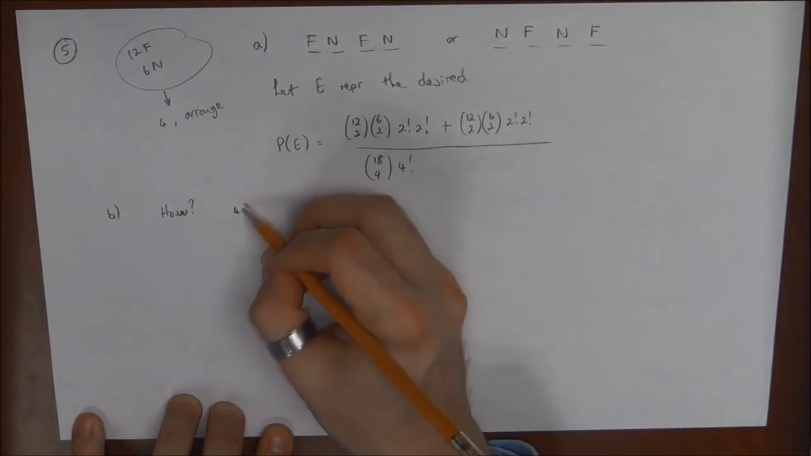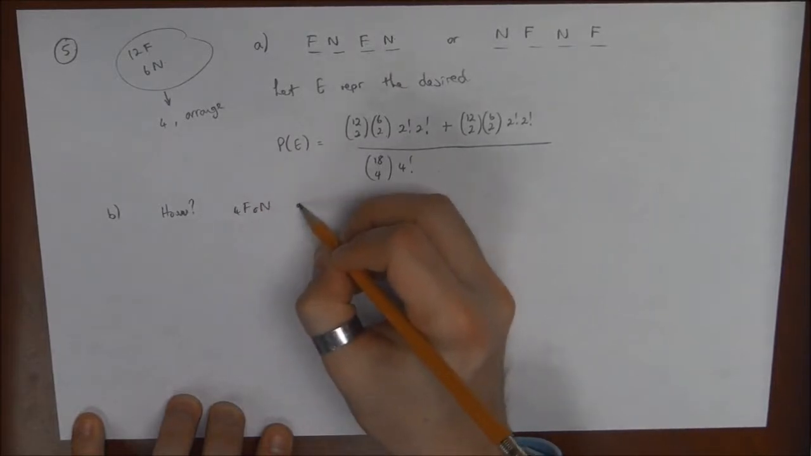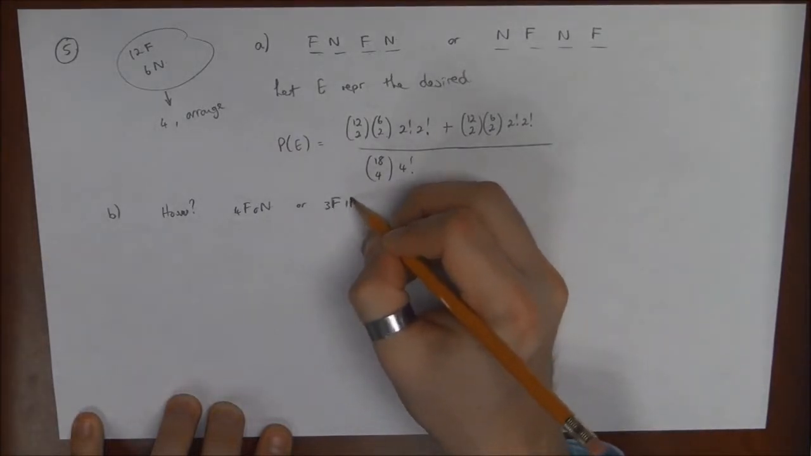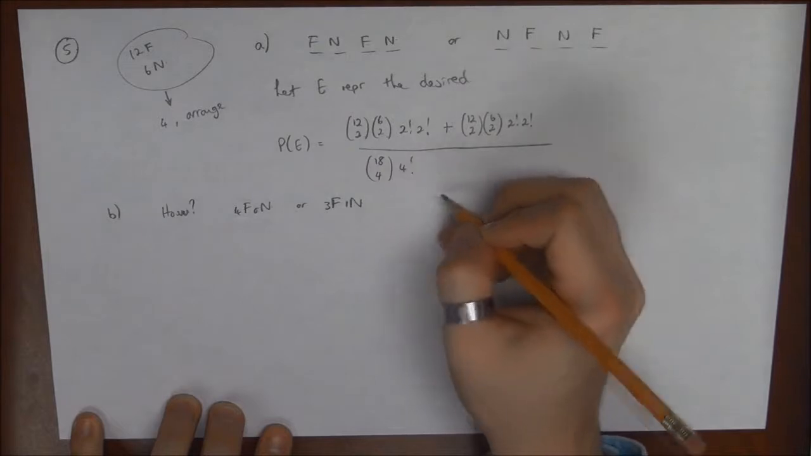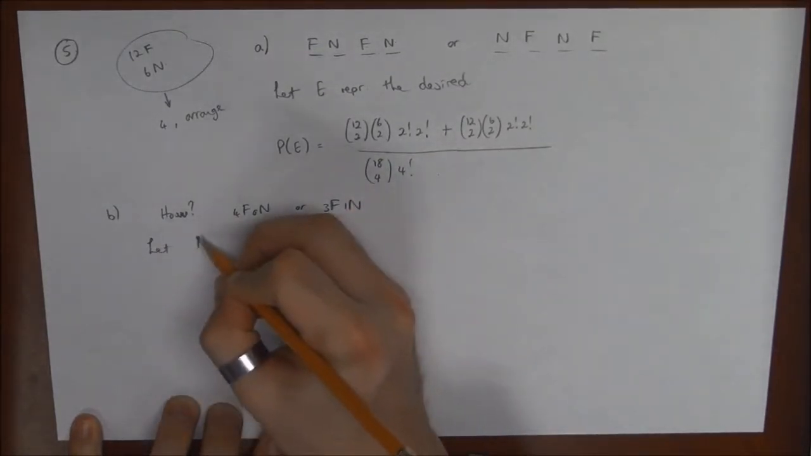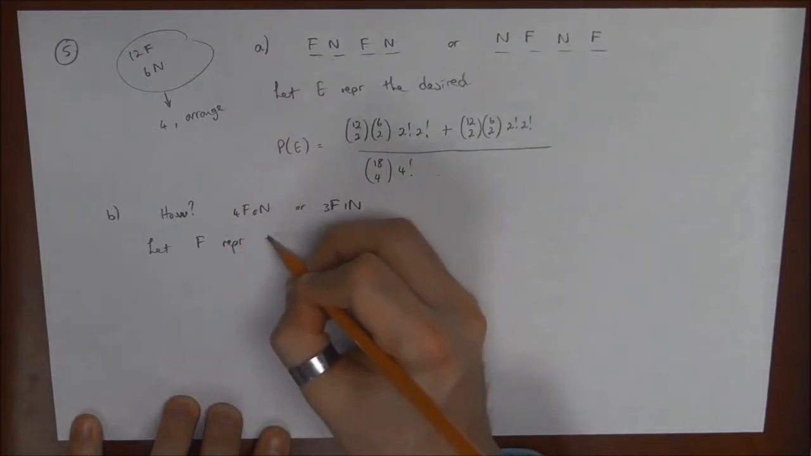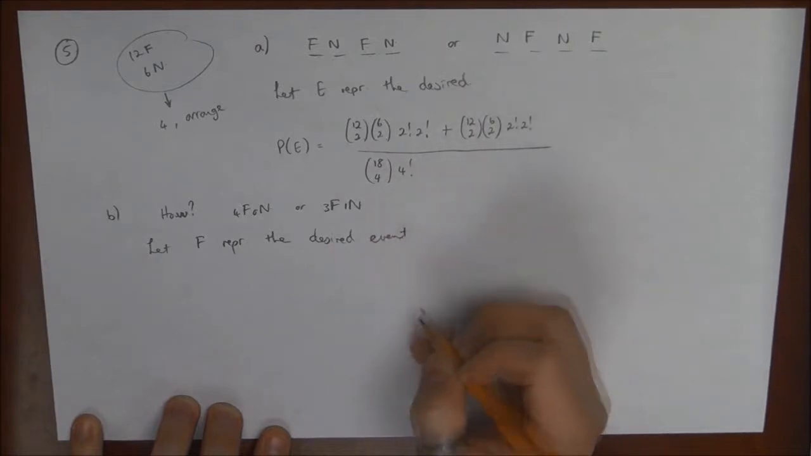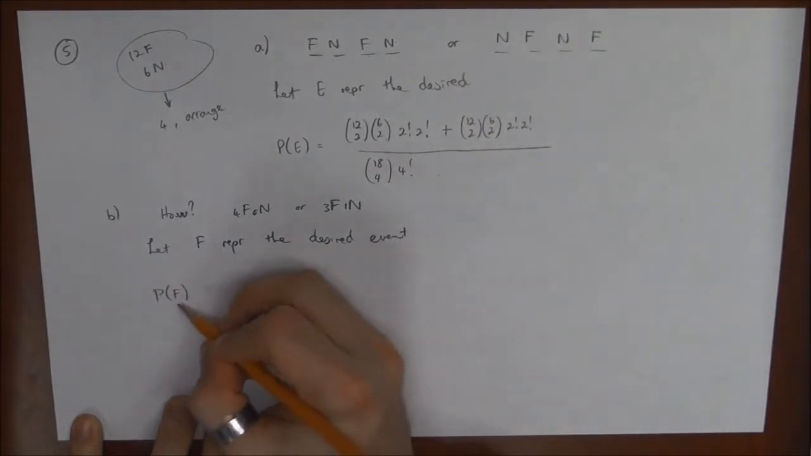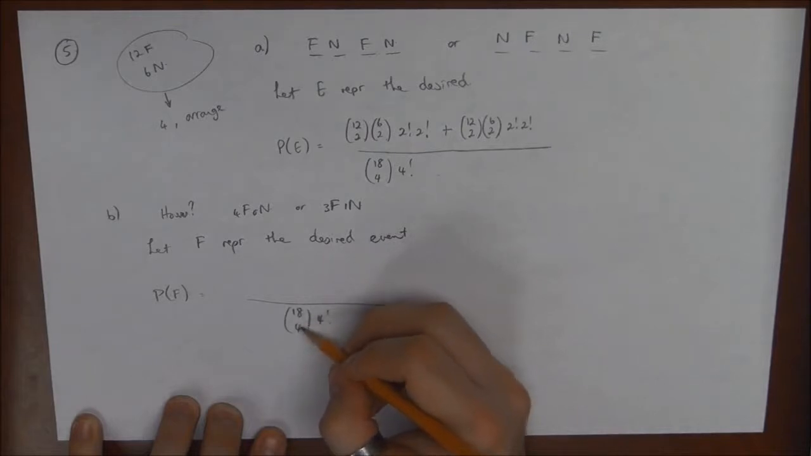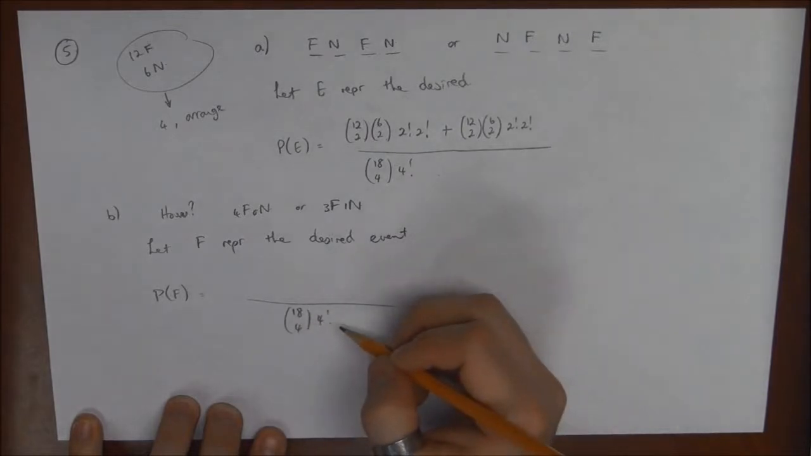Well, I can have 4 fiction and 0 non-fiction, or I can get 3 fiction and 1 non-fiction. The next one is 2, 2, and that's not what I'm looking for anymore. So let's call this event F, the desired event, so that I can talk about the probability of F. Bottom is still the same, no restriction. Choose 4 books, arrange them in any way.